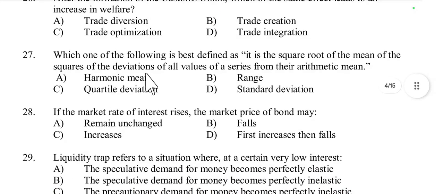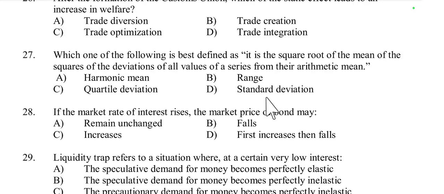Then question number 27. Which of the following is best defined as the square root of the mean of the square of the deviations of all values of a series from the arithmetic mean? Harmonic mean, range, quartile deviation, or standard deviation.